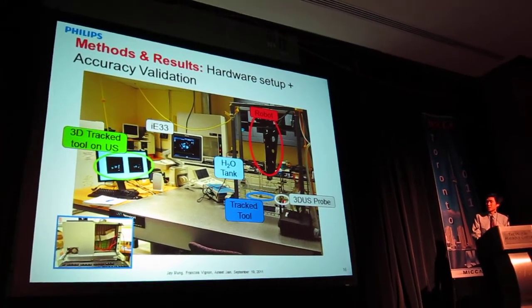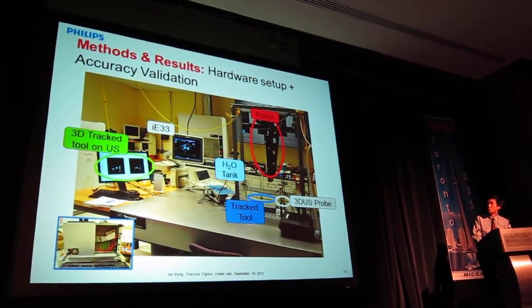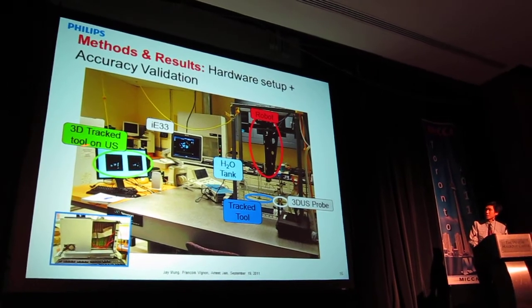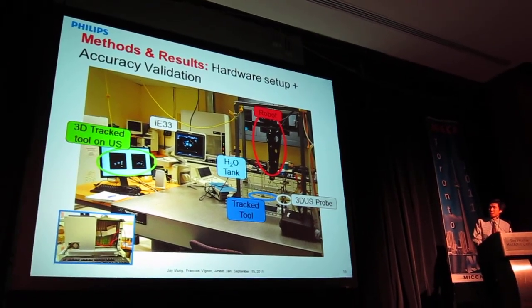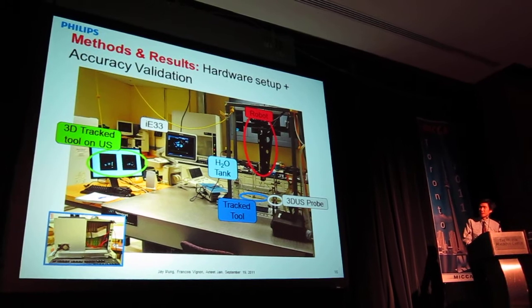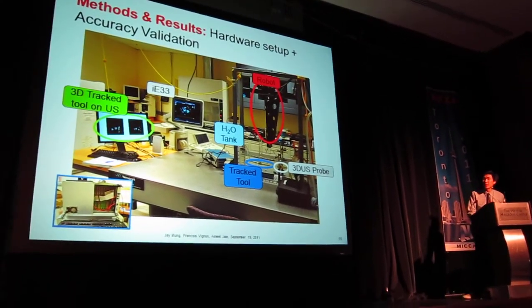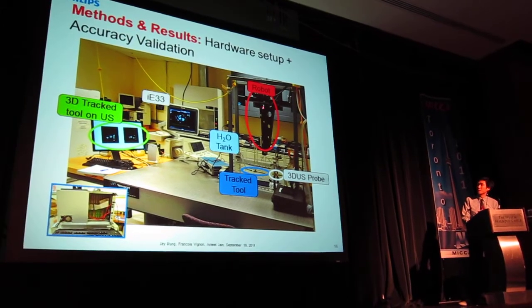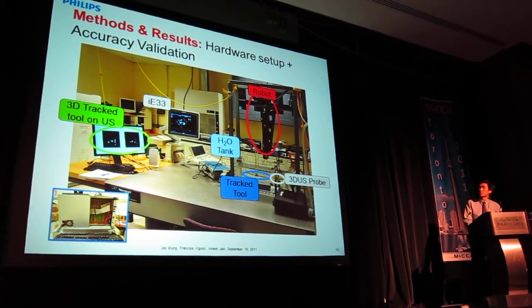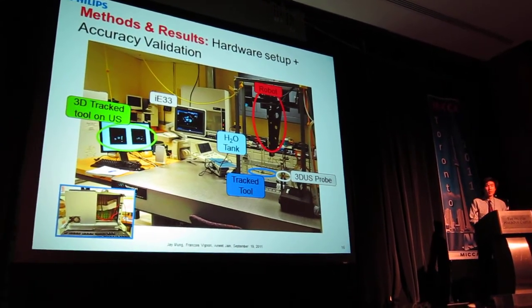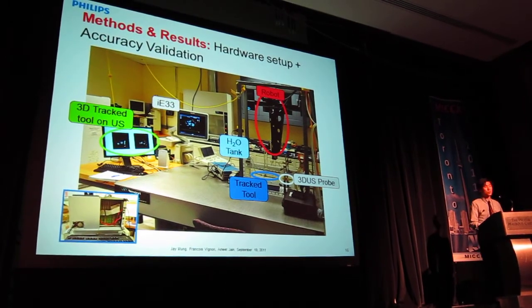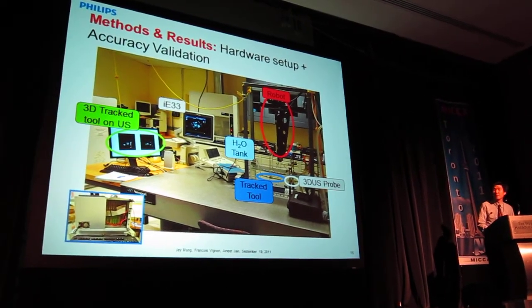All these experiments take place within a water bath. This display indicates the user display that you see, showing the ultrasound with the overlaid tracked tools. And then finally, we use an XYZ stage that's robotically controlled to provide ground truth coordinates against which we validate.